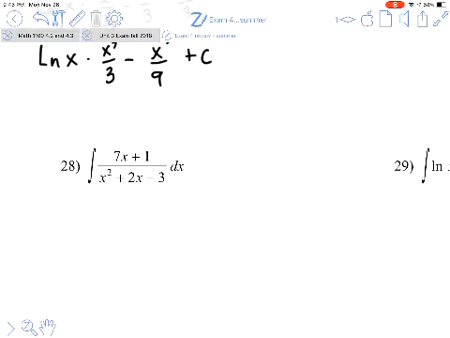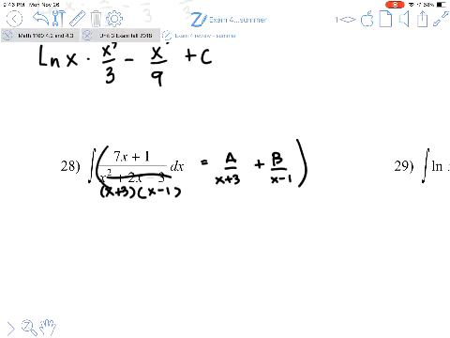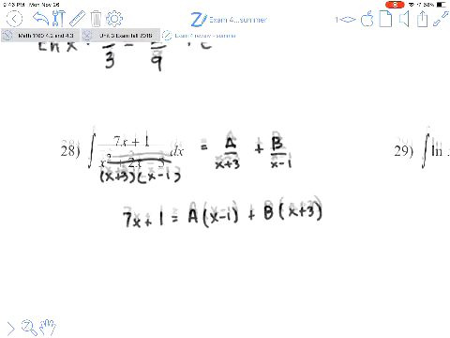So this is going to be an example of partial fraction decomposition. We're going to need to write this as a over something plus b over something. Now the denominator can factor into x plus 3, x minus 1. So like the problems that we did before, we would multiply this whole expression by the lowest common denominator, which is x plus 3 times x minus 1. What happens there is then we would end up with 7x plus 1 equals a times x minus 1 plus b times x plus 3.